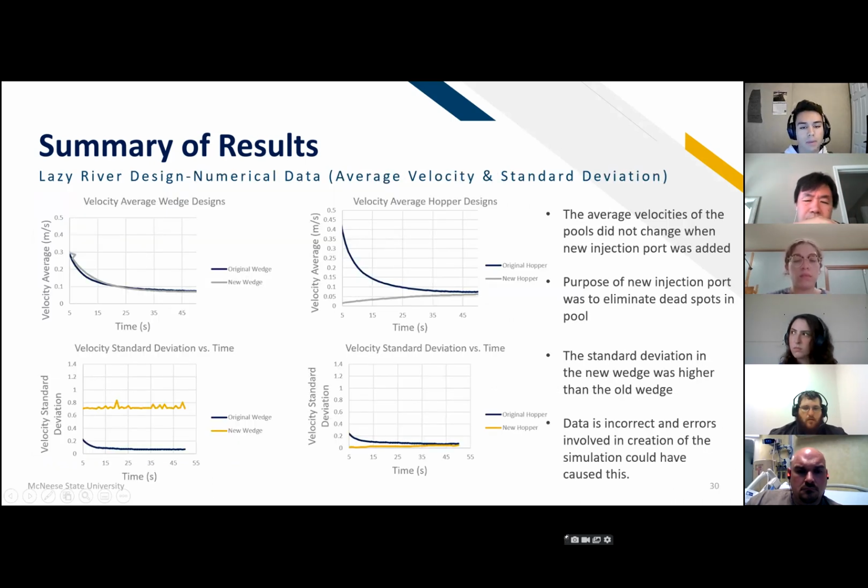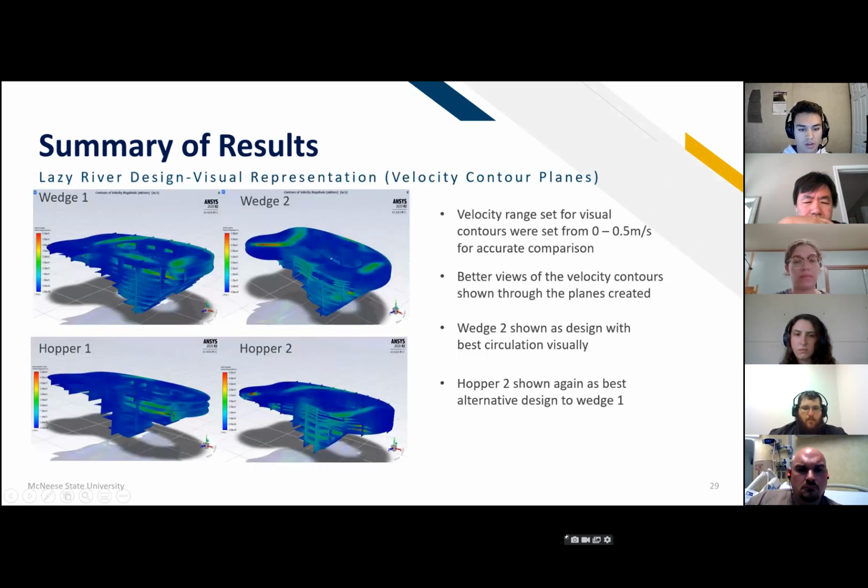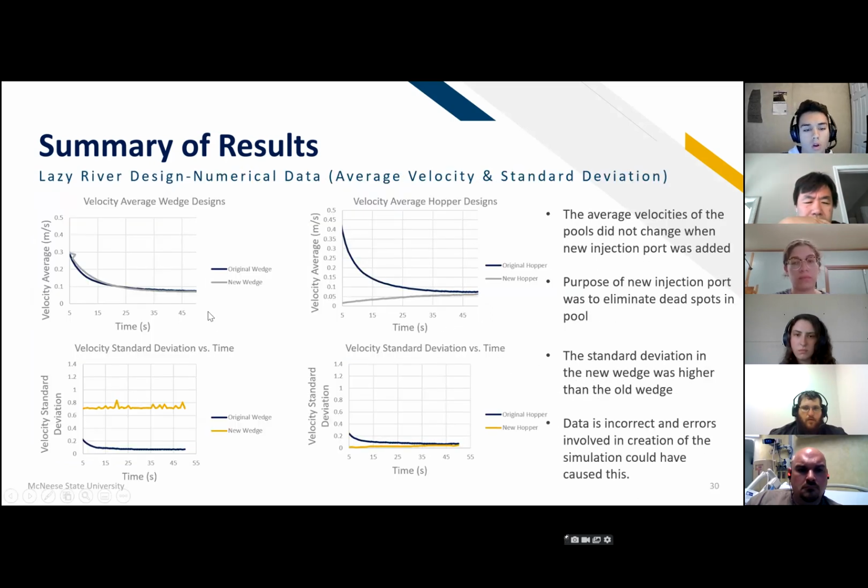So lastly, we're going to talk about the numerical data for the average velocity and the standard deviation of the lazy river design. If you look at the first chart in the top left corner, you'll see that the velocity average between the original wedge and the new wedge were not that different. That is okay because the whole purpose of adding the new injection port wasn't necessarily to increase the average velocity, but pretty much to eliminate the dead spots in that shallow end of the pool. So by looking at the graphs and seeing that the average velocity didn't change, that was completely okay.